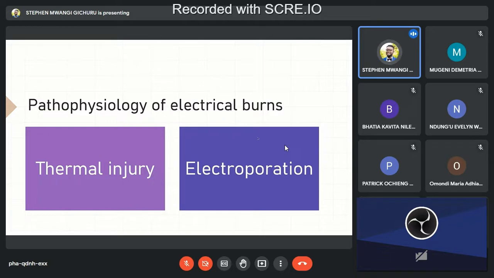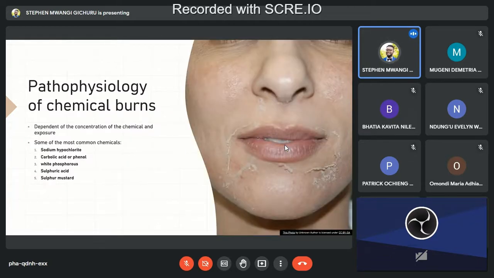The next point is the pathophysiology of chemical burns. This depends on the concentration and how long you've been exposed. Sodium hypochlorite is usually the bleach that we use in the house. Based on the concentration, you can get a lot of protein coagulation when it is in contact with the skin. It also causes esophageal constriction and perforation of the stomach if you ingest it. That's why some people tend to use it for suicide. I'm not encouraging that, but yeah.